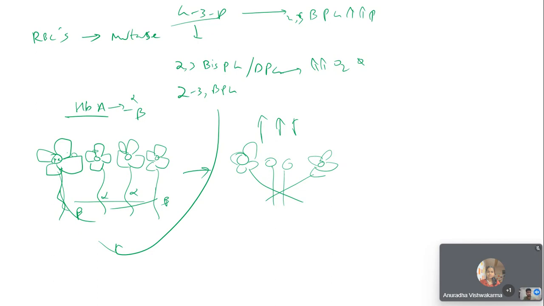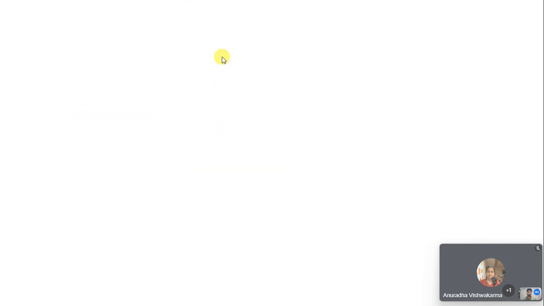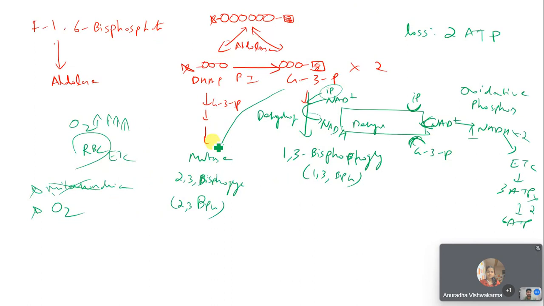So conversion of glyceraldehyde 3-phosphate to 1,3 bisphosphoglycerate, and then it will get directly converted into what is the next step from 1,3? Next is 3-phosphoglycerate. So this is the next step, 3-phosphoglycerate. There is nothing important here.